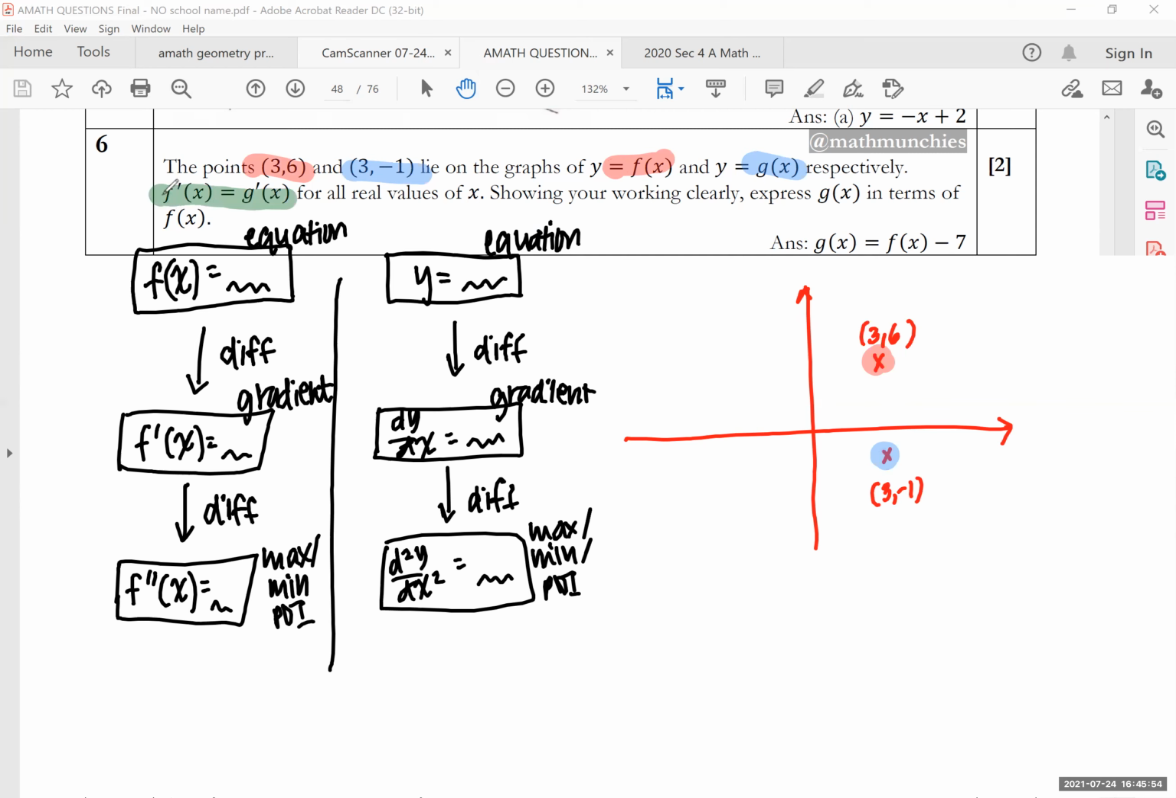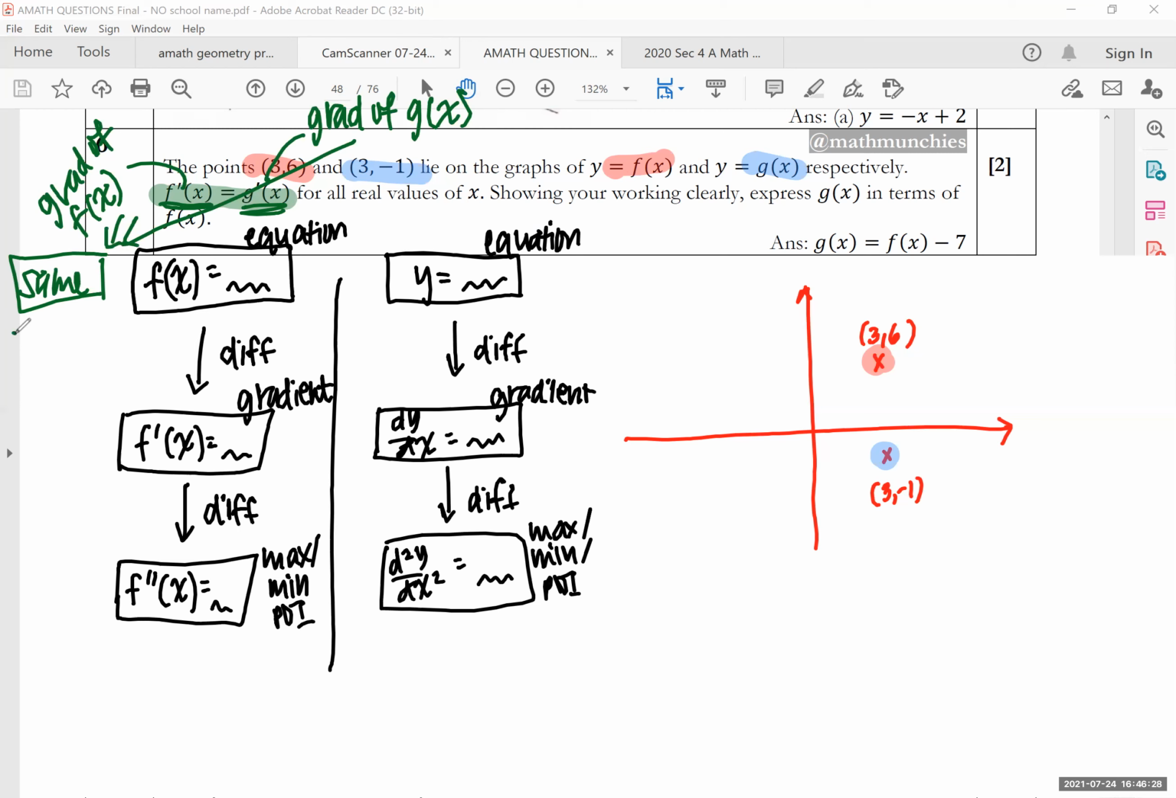Can you see this? What is f'(x) referring to? f'(x) is referring to the gradient of the graph of f(x). And what is g'(x) referring to? Gradient of g(x). And they say that these two gradients are the same. So if the gradient is the same, what does that mean already? They are parallel.